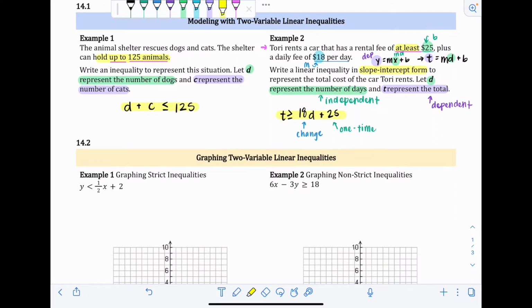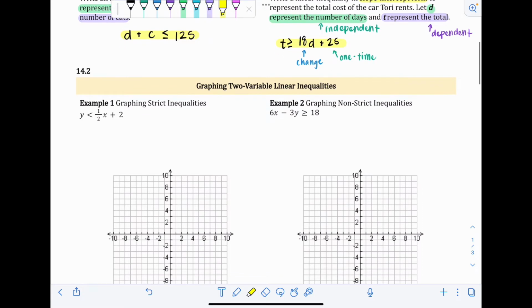So moving down to 14.2, this is graphing two-variable linear inequalities, which is very similar to graphing regular two-variable equations, where you use an x and y axis, usually find the slope and y-intercept and go from there. So example 1, graphing strict inequalities, which in lesson 13 we talked about, strict versus non-strict. Just as a reminder, strict means just less than or greater than. And then non-strict, you can see in example 2, it could be greater than or equal to or less than or equal to. So it can be "or equal to" if it's non-strict.